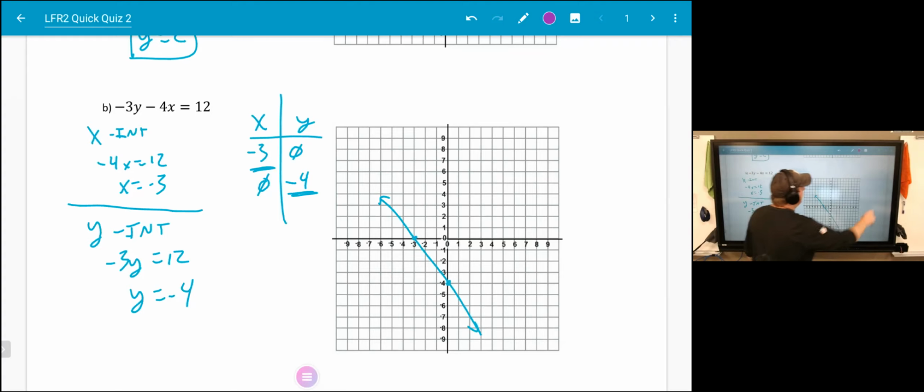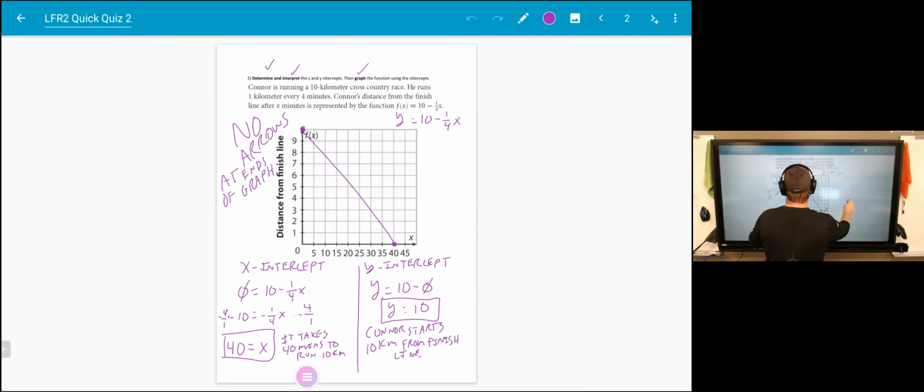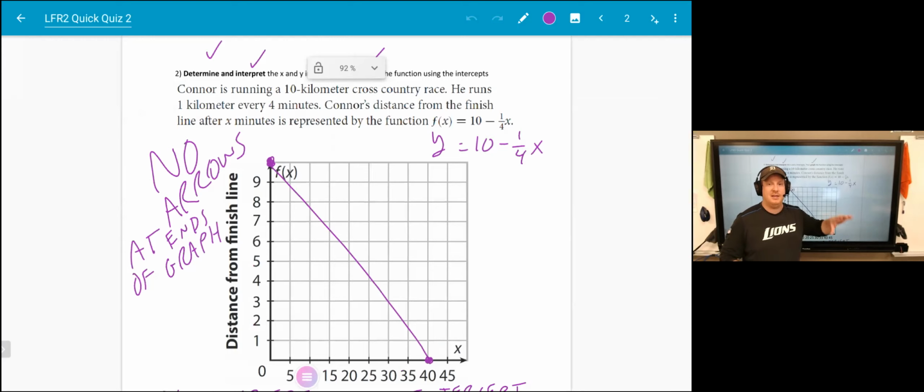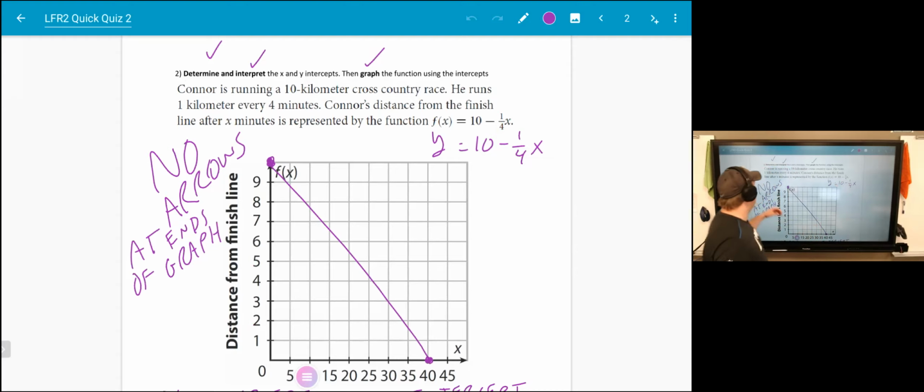Okay, last part. We have, okay, this is where most people made the mistake. Determine and interpret. Determine and interpret. So you got to tell me what's going on with it, okay? Determine and interpret the x and y intercepts, then graph the function using the intercepts.